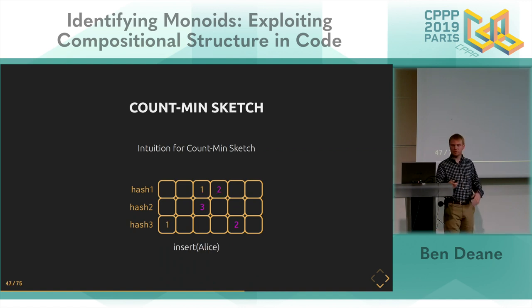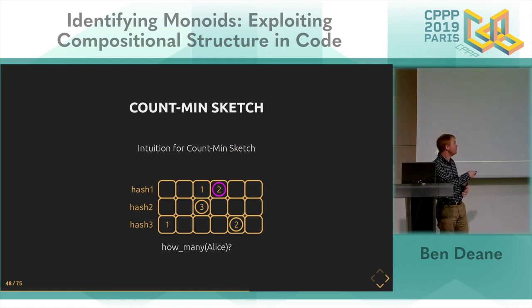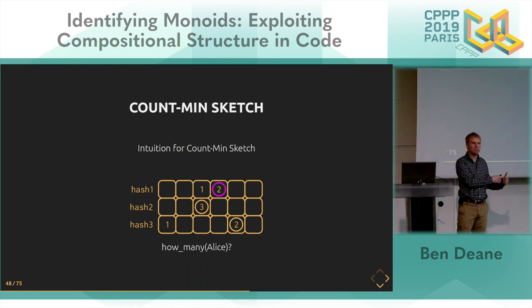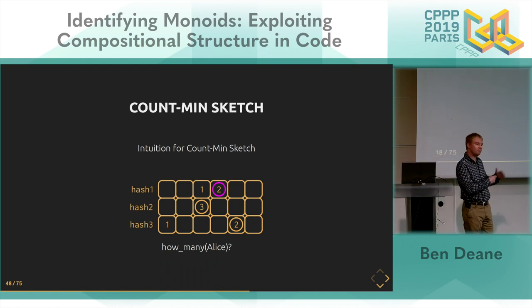And then maybe Alice logs in again later, and we increment the positions there again. Now, how do we find out how many times Alice has logged in today? We simply do a lookup instead of an update, and we take the minimum value that we see. We know that's an upper bound on how many times Alice must have logged in. Now, that's the intuition behind count min sketch.